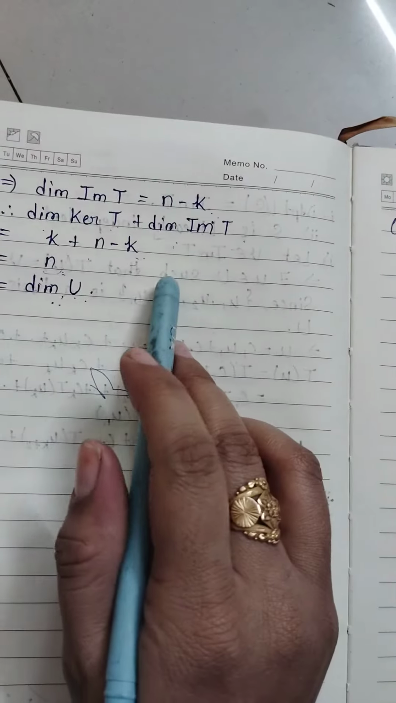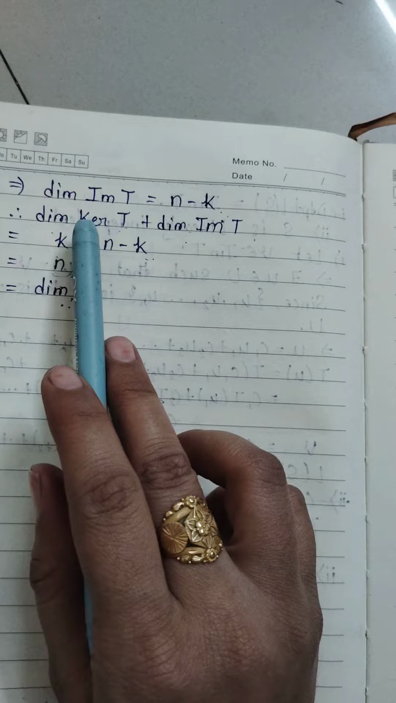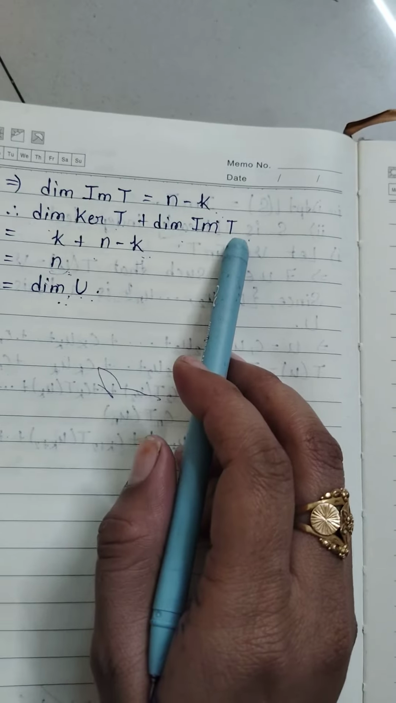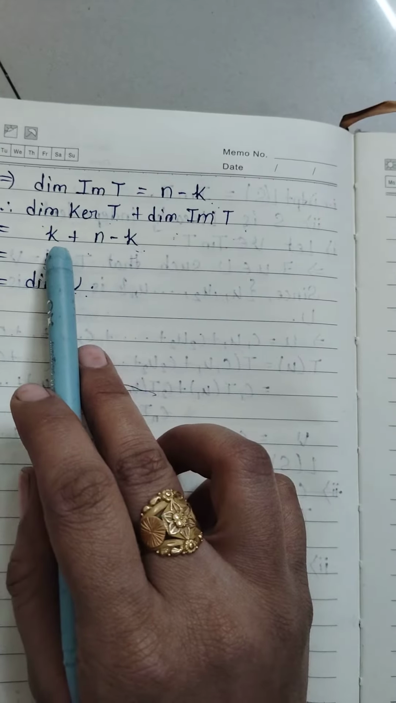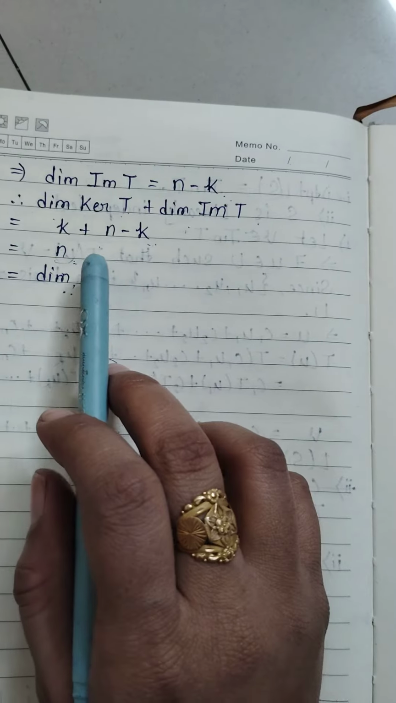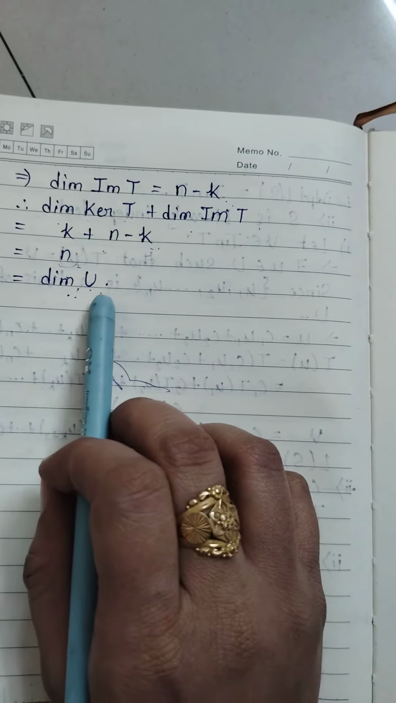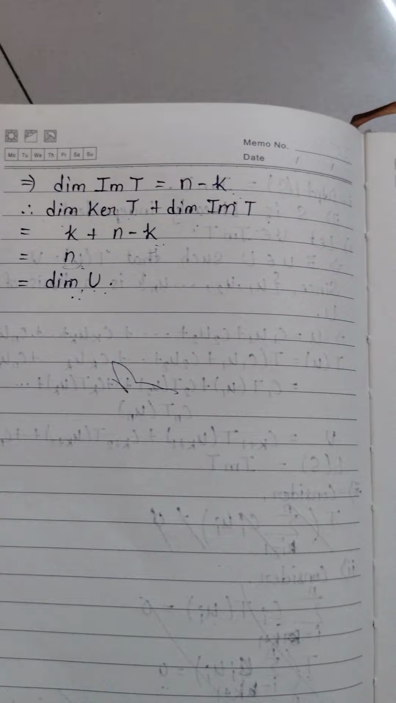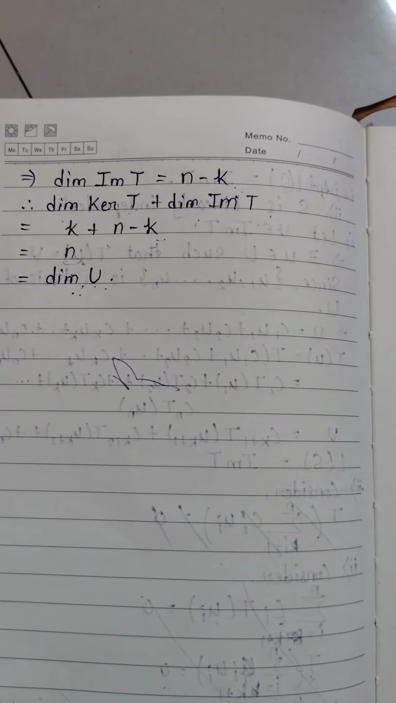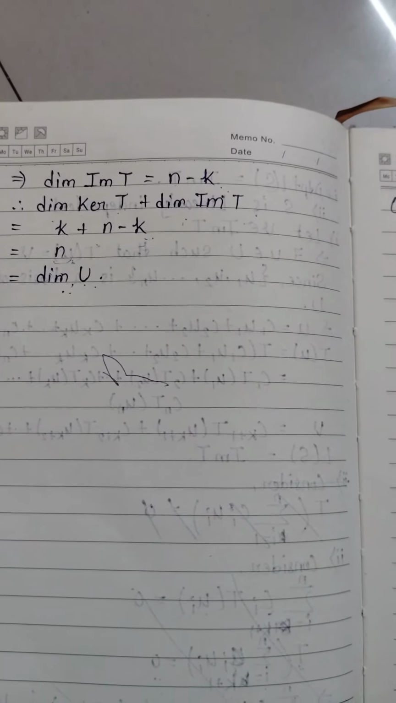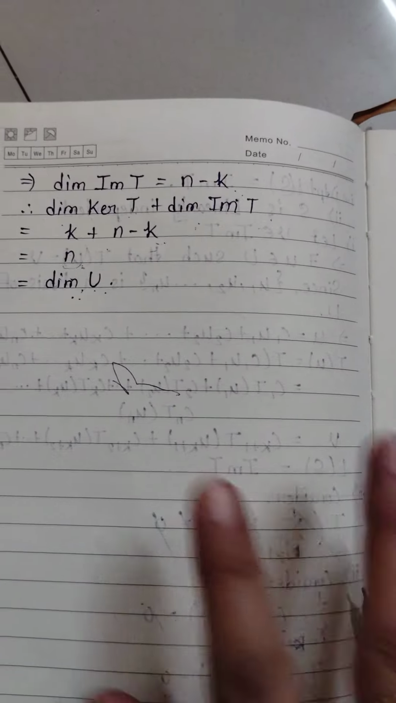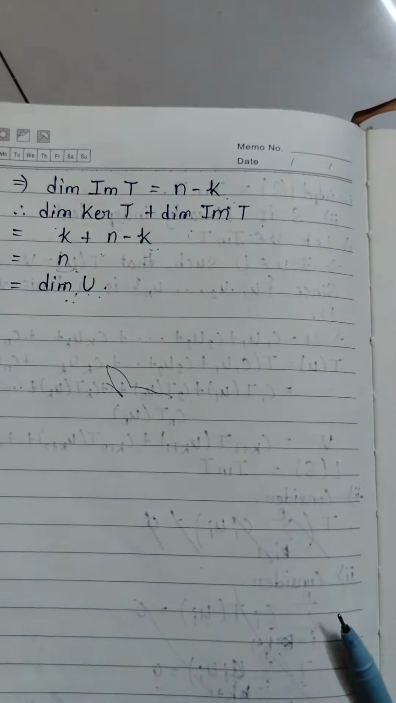n minus k. Now if we add the dimension of the kernel and the dimension of the image, this becomes k plus n minus k, which is equal to n, and this is nothing but the dimension of our domain U. This implies the dimension of the domain is equal to the dimension of the kernel of T plus the dimension of the image of T.